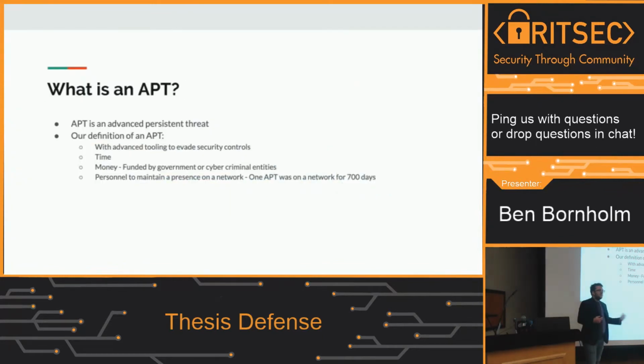So what is an APT? I've been throwing around this word a lot. It stands for Advanced Persistent Threat. Our definition of APT for my thesis is that they have advanced tooling to evade your security controls. If you have security controls in place, they've put the time and effort to try and evade those. They have time. They also have money, so they're usually funded by government or cyber criminal entities. And they also have the personnel to maintain a presence on a network. There was one case of an APT where they were on a network for 700 days. That means a hacker was in someone's network for close to 2 years before they were detected. So this is a big problem.